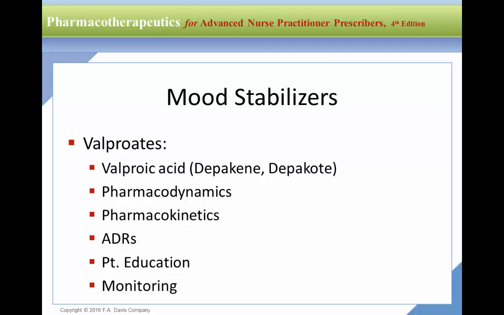As with many other anti-seizure medications, even though we are talking in this slide about mood stabilizers, remember that it impairs platelet aggregation. Even though it is rare, there is hepatotoxicity. It could produce GI distress and CNS depression.